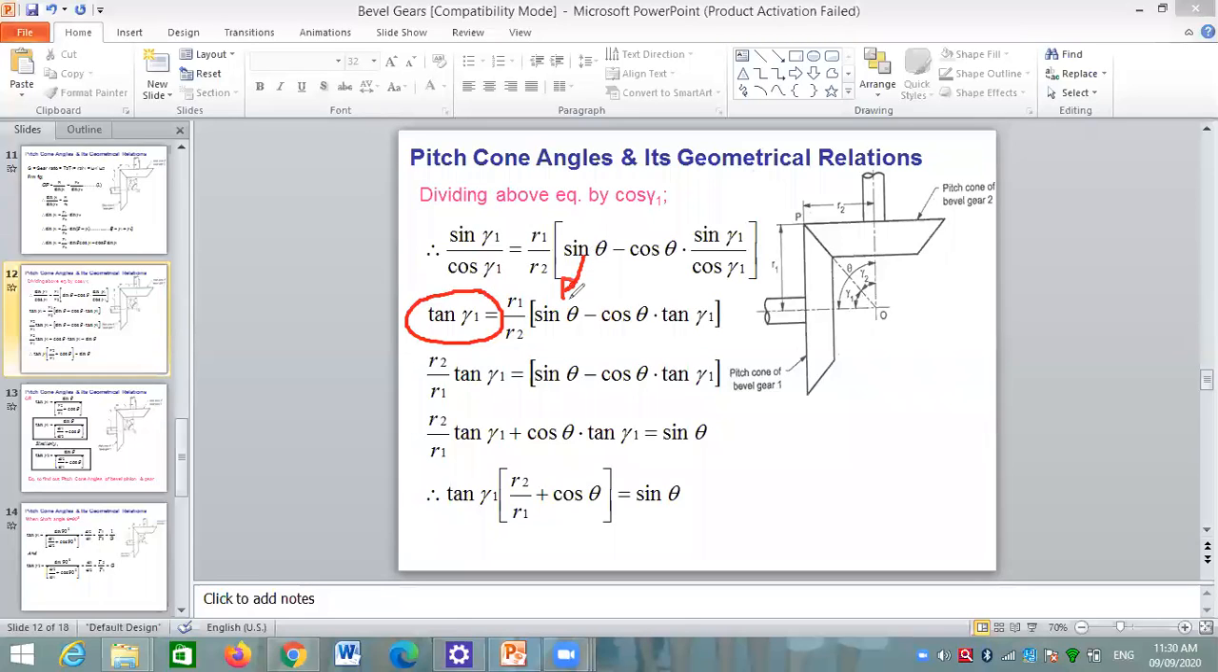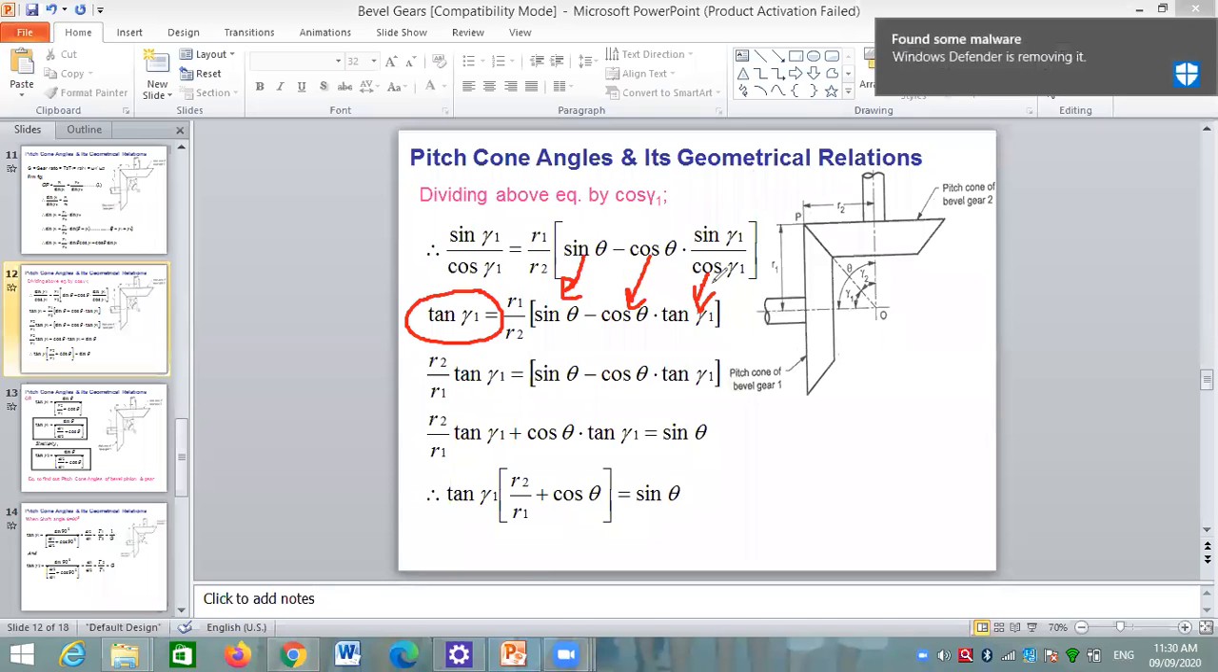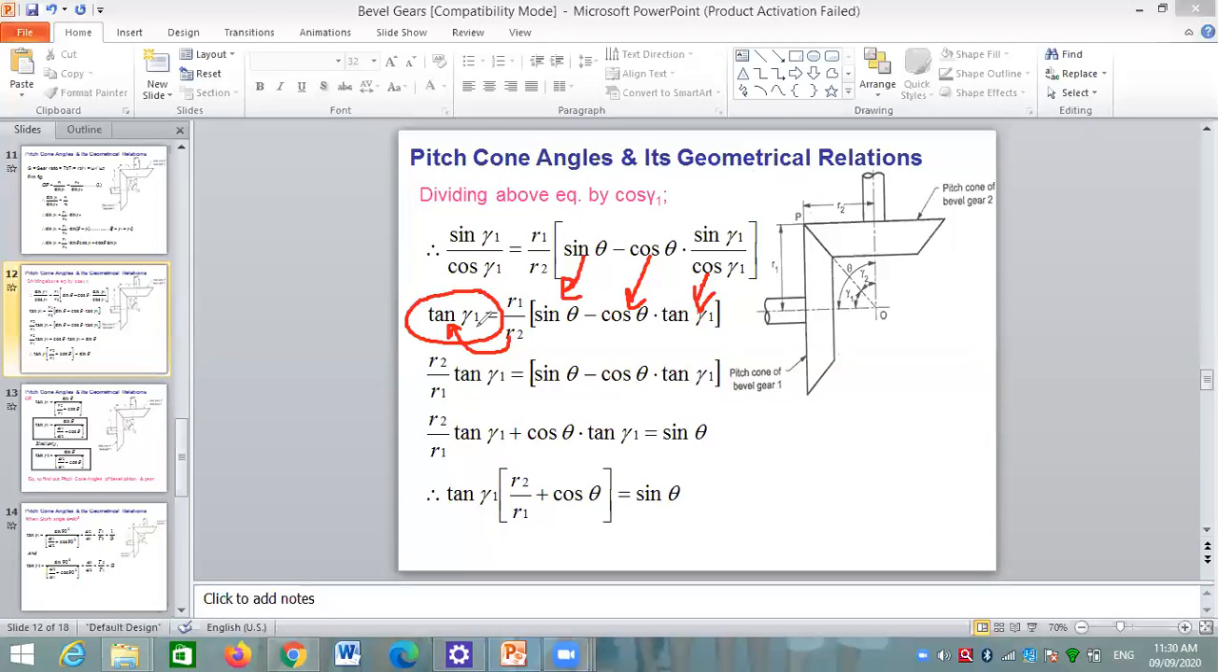This sine theta is at place of sine theta, this cos theta is at cos theta, and sine of gamma 1 upon cos of gamma 1 is equal to tan of gamma 1. Okay, then if we transfer this r1 upon r2 on this side, then we will get r2 upon r1 into tan of gamma 1 is equal to sine of theta minus cos of theta into tan of gamma 1. If we simplify this equation, then we will get r2 upon r1 into tan of gamma 1.